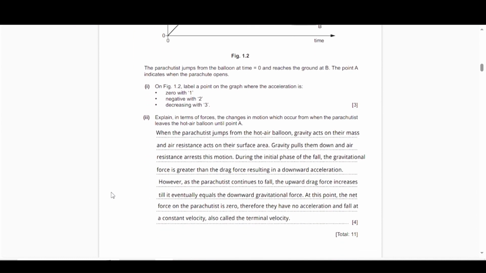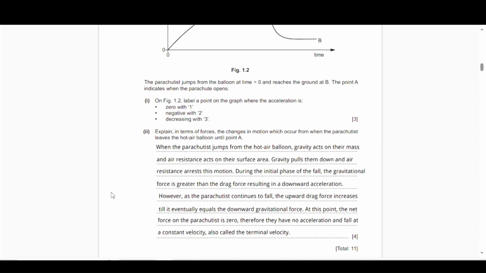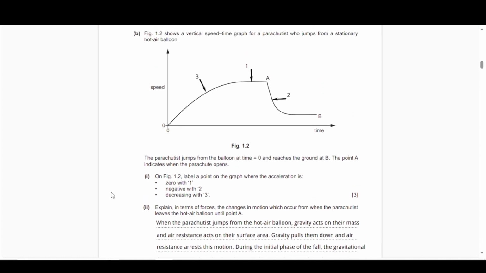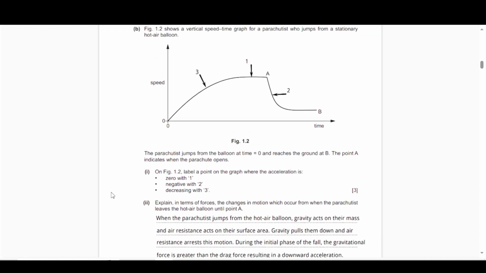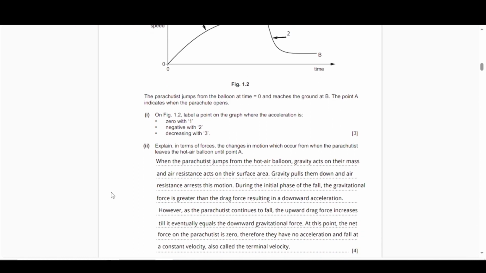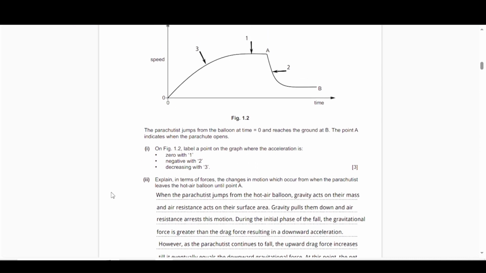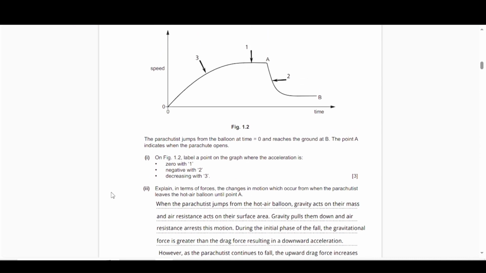The second question is an explanation question, which says, explain in terms of forces the changes in motion which occur from when the parachutist leaves the hot air balloon until point A. Here, again, it's a merging of the concept of forces, which we'll look at in chapter 3, and what we've studied about the motion of objects, which is chapter 2. But I will explain it nevertheless because we have covered the concept of an object in free fall.